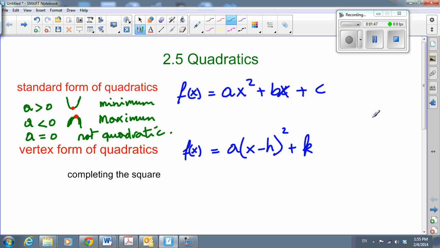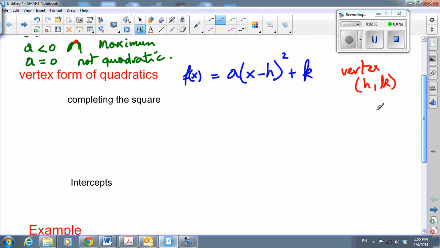Speaking of vertex, let's start by completing the square. On this equation, the vertex is at (h, k). Always flip the sign inside the parentheses, keep the sign of the one outside. Let's do completing the square. I will start with a very simple equation.